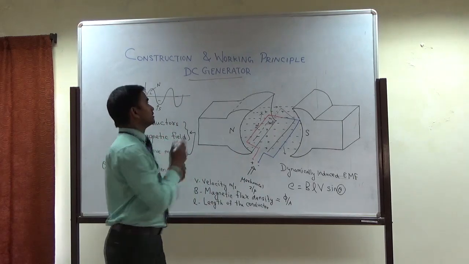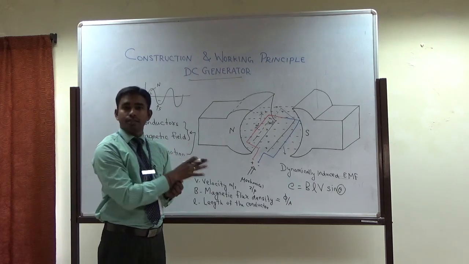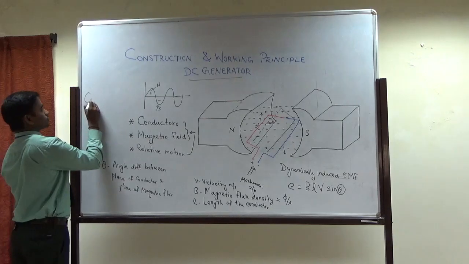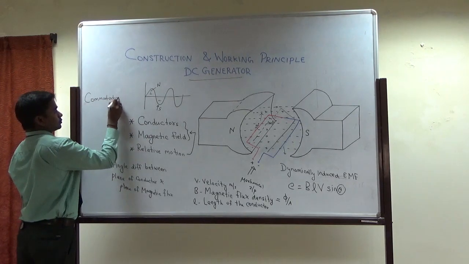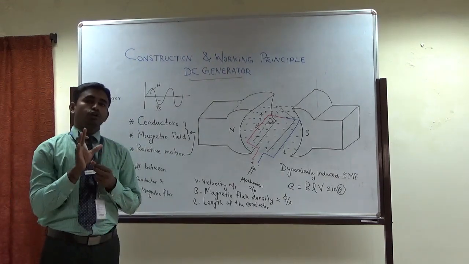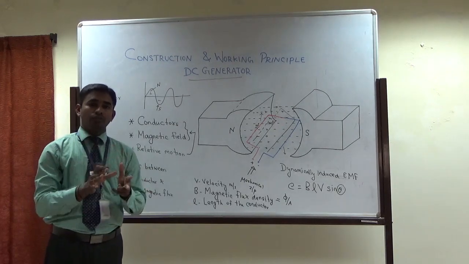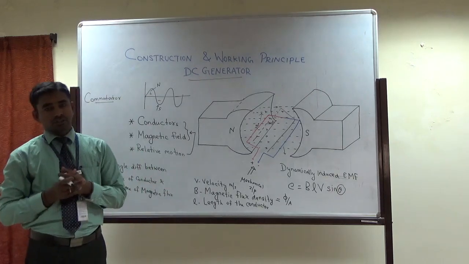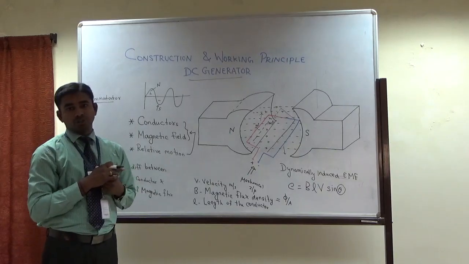For that purpose, a separate apparatus we have to use in a DC machine, called a commutator. The commutator is a part used in a DC machine to convert the generated alternating current into direct current. We are going to see that practically while discussing the constructional parts.